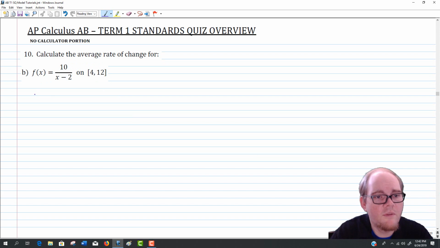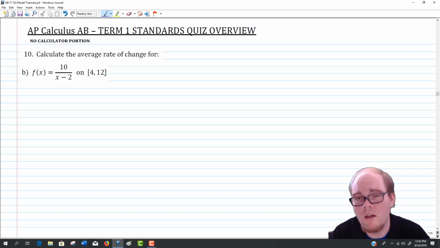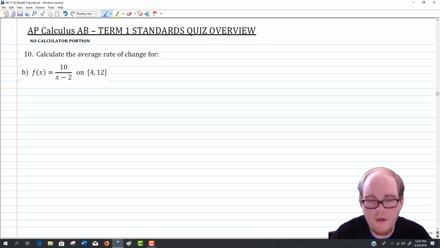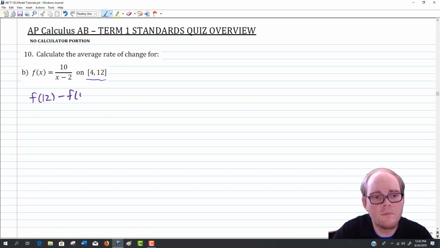So in looking here, we've got the rational function 10 over x minus 2. Note that there is a vertical asymptote at x equals 2, but that isn't even a part of our interval, so we don't have to worry about any weird issues there. And from there, we're on the closed interval from 4 to 12. So that means our average rate of change is going to be f of 12 minus f of 4, all divided by 12 minus 4.